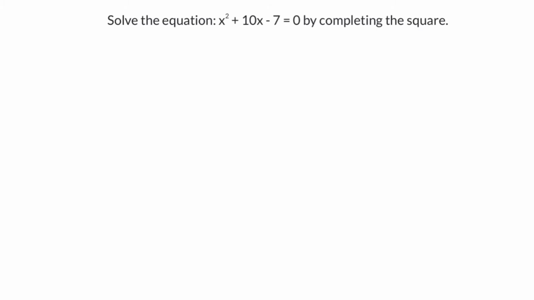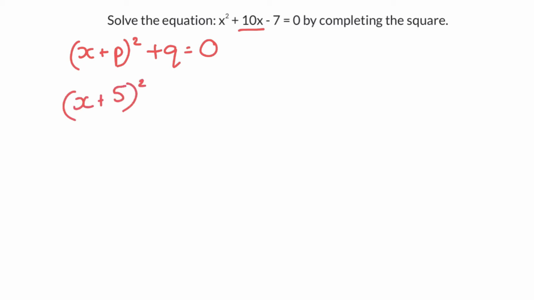Let's try another example. We've got solve the equation x squared plus 10x minus 7 is equal to 0 by completing the square. So our completing the square formula is x plus p in brackets squared plus q is equal to 0. So our p-value is always half of the number in front of x. So x plus 5 squared plus q is equal to 0.